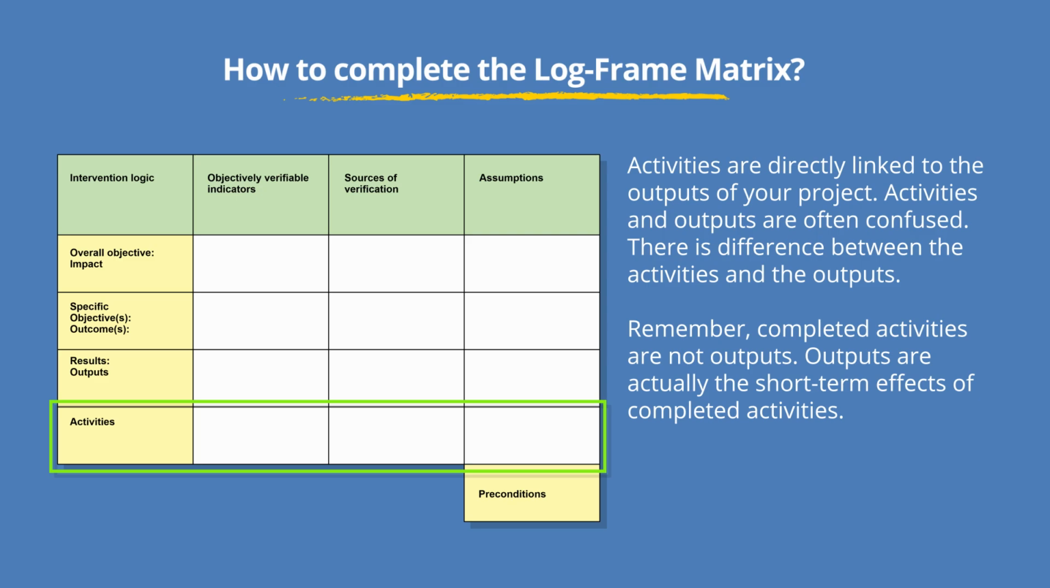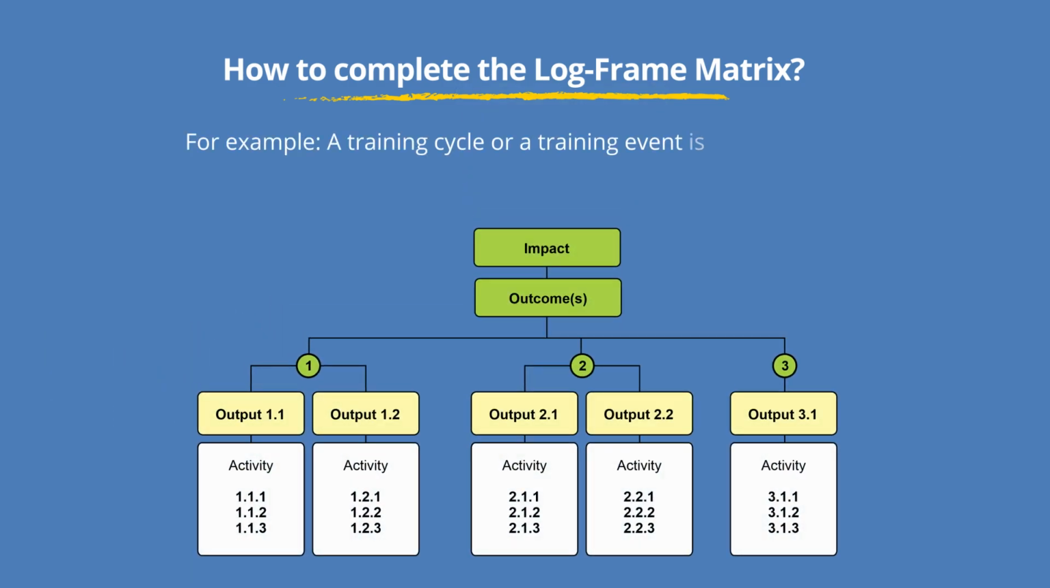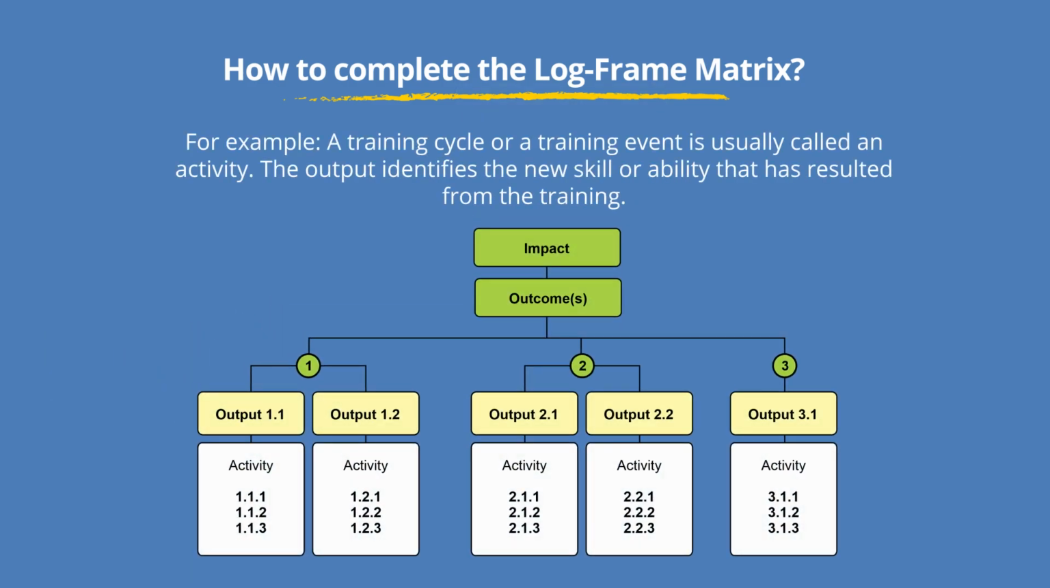Activities and outputs are often confused. There is a difference between the activities and the outputs. Remember, completed activities are not outputs. Outputs are actually the short-term effects of completed activities. For example, a training cycle or a training event is usually called an activity. The output identifies the new skill or ability that has resulted from the training.